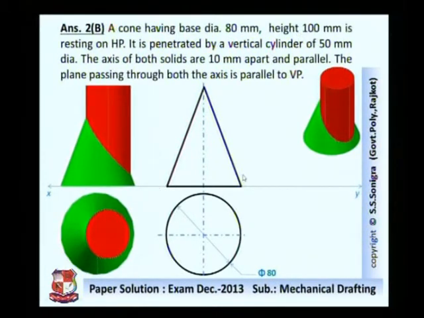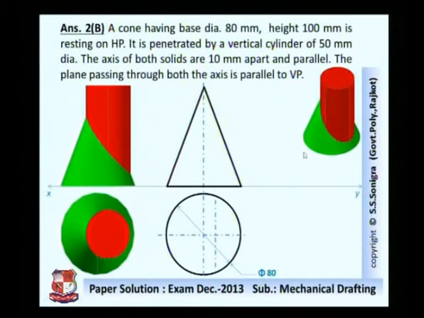So from XY line, mark a point over this axis at a distance of 100 mm over here. So the distance between this point and XY line is 100 mm, and complete the triangle by taking projection from top view. So this is the front view of given cone.